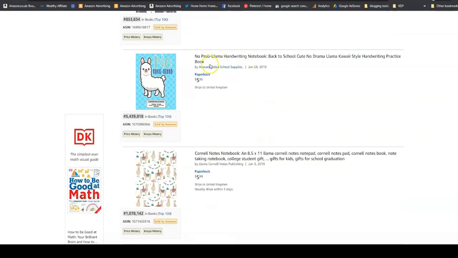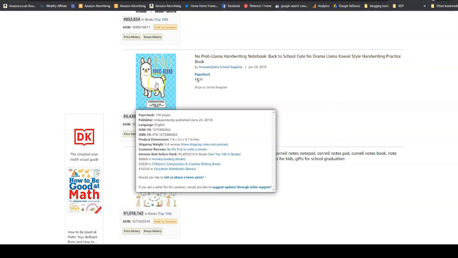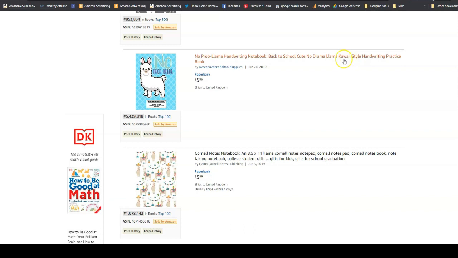They didn't have to put the number of pages, so that is a no-no. So this is a really good one. No Problema Handwriting Notebook. Back to school. This is a really good keyword. Cute, no drama llama, kawaii style handwriting practice. Kawaii is another really good keyword because it's the style of design. You may have heard of manga or Japanese sort of comics. Kawaii is a cute version, and it's a very popular keyword. So have a look at that.